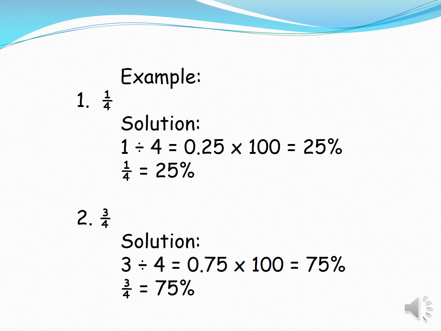Example number 2: 3/4. Here is our solution. Divide again the numerator by its denominator. So we have 3 divided by 4 is equal to 75 hundredths. Then multiply the quotient by 100%, and that is equal to 75. Then affix the percent sign so we have 75%. So 3/4 is equal to 75%.